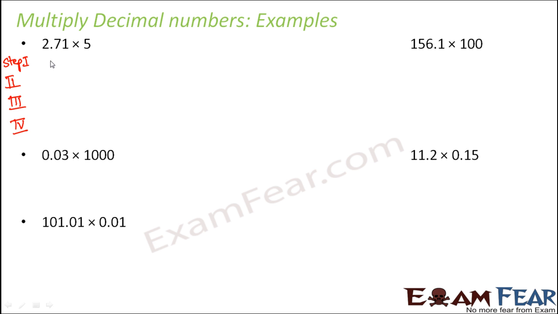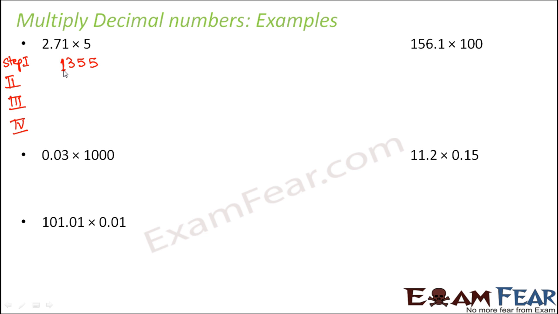In step 1, what do we do? We forget that there is a decimal point, right? We just multiply them. So how do we multiply? 271 into 5. When you multiply these, you get 1355. This is the product.